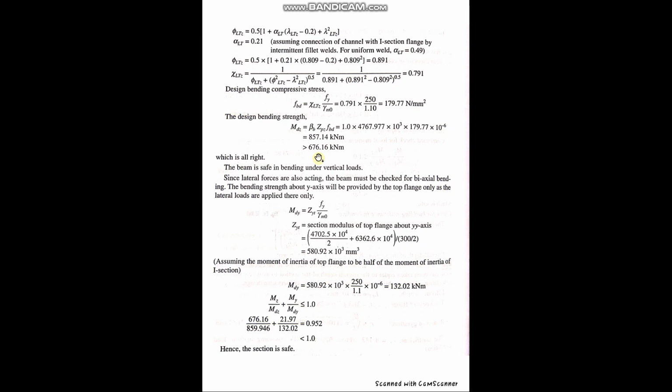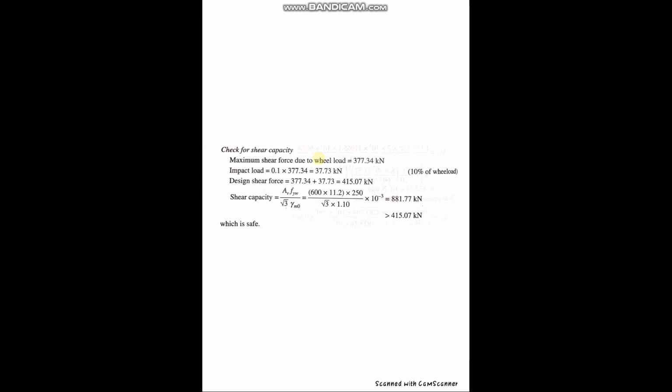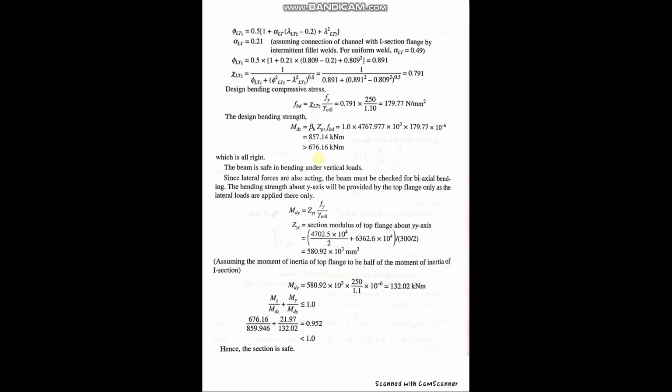obviously greater than whatever is coming onto the gantry girder. However, previously we calculated the local moment capacity to be 1026. Now it is reduced to 857.14 due to the lateral torsional buckling conditions. All right. Now, similar thing. The beam is safe in bending under vertical loads.